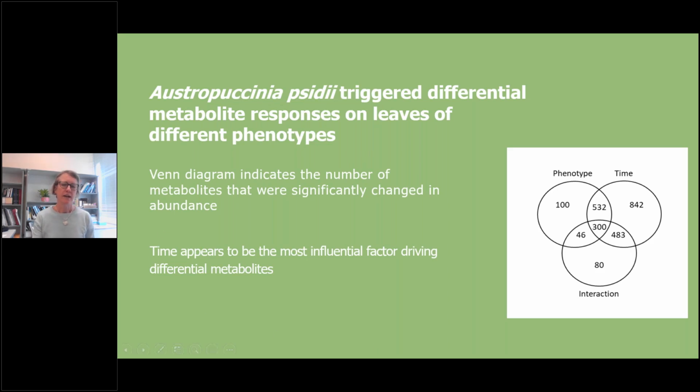We then looked at how their abundance changed during the experiment. We found about 2,000 of those changed according to time. So that was the most prominent effect, was time. We saw that just less than 1,000 were changed in abundance according to their phenotype, so susceptible, resistant, or hypersensitive, and the remaining were changed according to the interaction. So really what we saw was that time was the most influential factor which drove the metabolites in our samples.